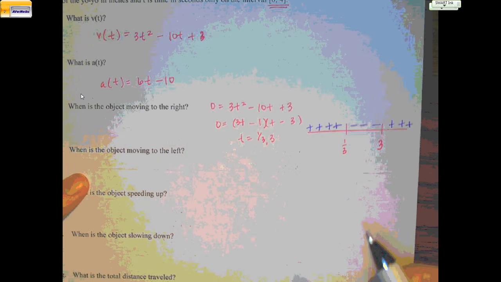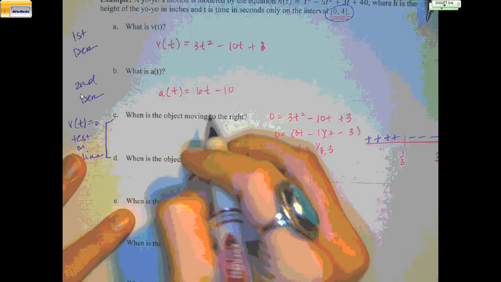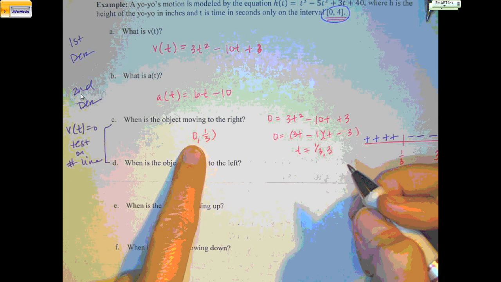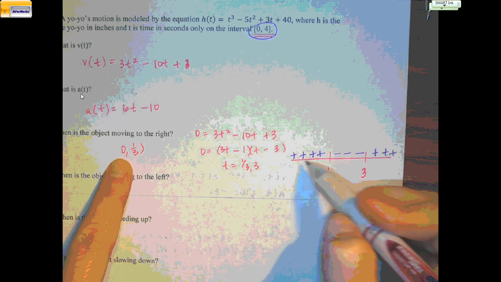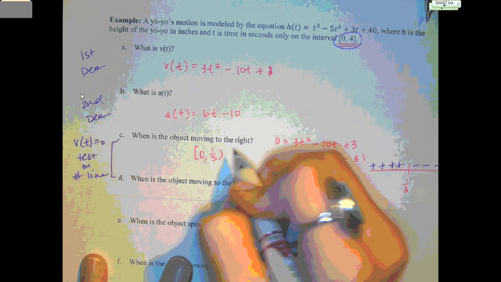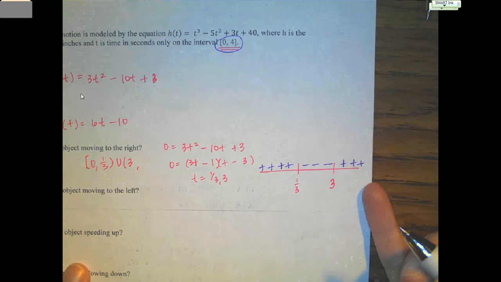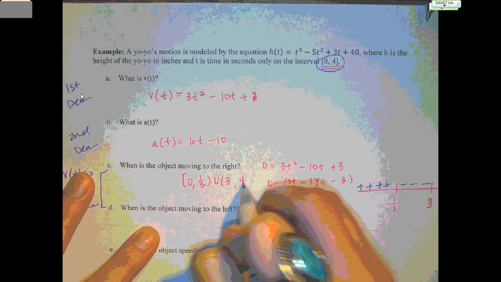So when it says, when is the object moving to the right, it's where all the positives are. And I'm not going to say from negative infinity to 1/3. They gave me my interval before I even started. So I'm going to say 0 to 1/3. But here's the thing, I need to figure out whether to put brackets or parentheses here. Because I know that actually this goes back to negative infinity, but they said to start at 0, I'm going to put a bracket because it includes 0. At 0, it's still moving to the right. It's also moving to the right from 3 to, yes, infinity, but they said to just do it until 4. So I'm going to include 4 in that because it's still moving to the right at 4.